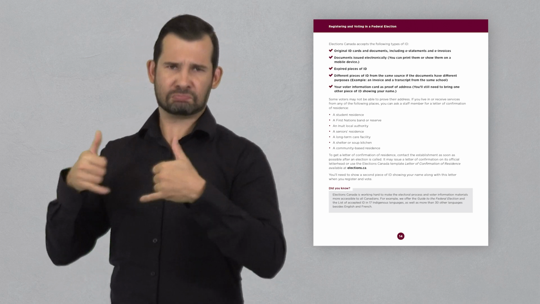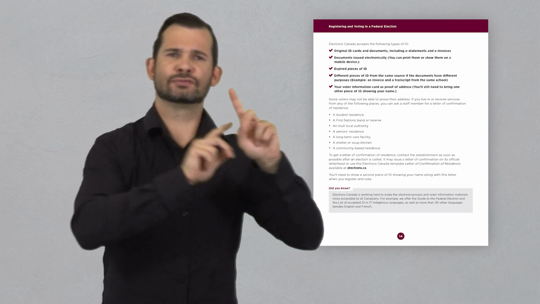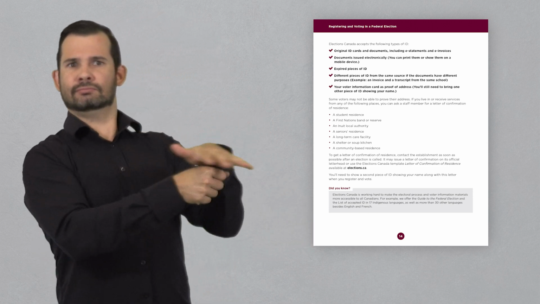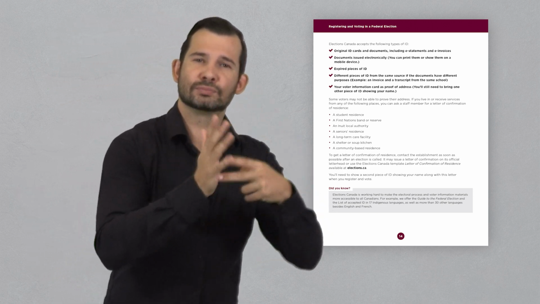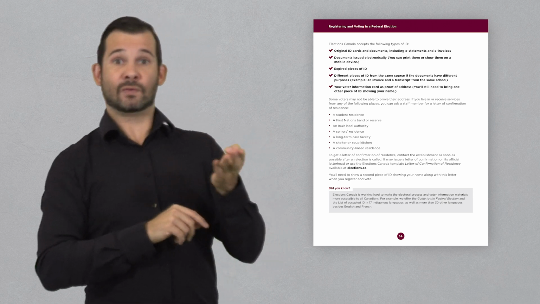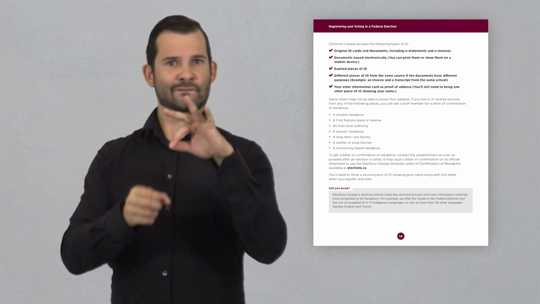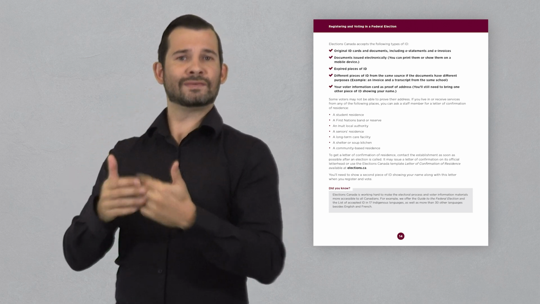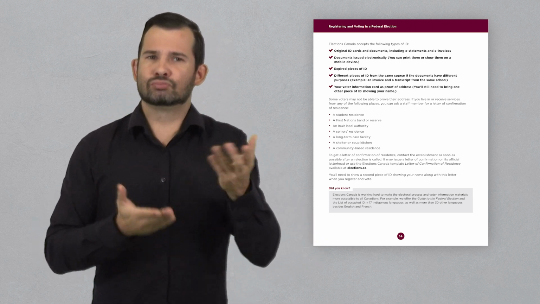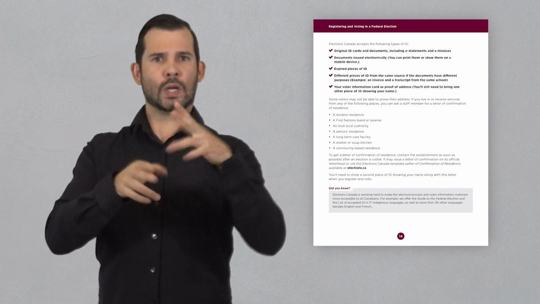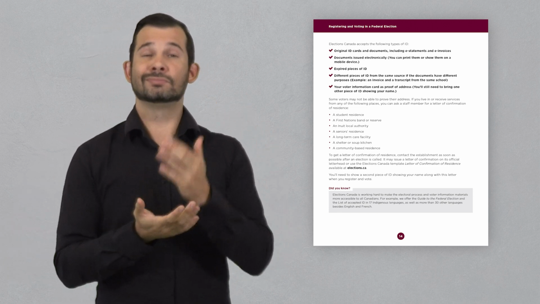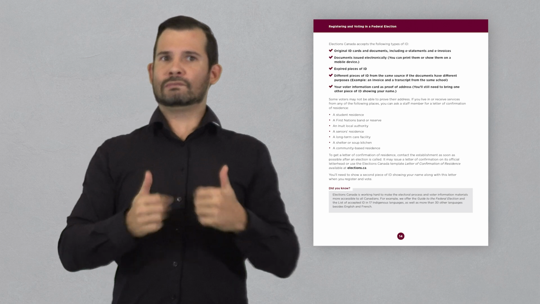Expired pieces of ID. Different pieces of ID from the same source, if the documents have different purposes, for example, an invoice and a transcript from the same school. Your voter information card as proof of address. You'll still need to bring one other piece of ID showing your name.